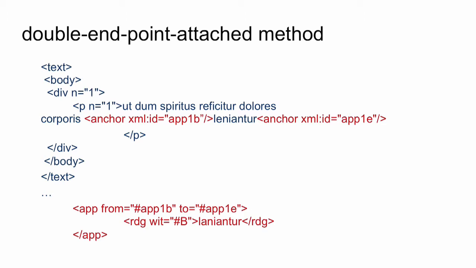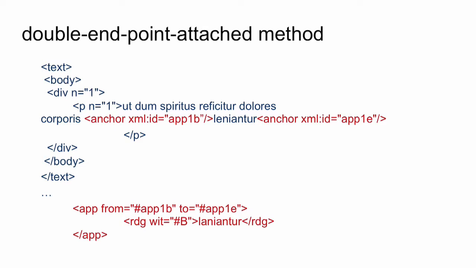And then somewhere in the text, you're going to have your apparatus entry, saying that it runs from the first anchor to the second anchor, from app1b to app1e here, and giving the alternative reading of manuscript B here, with the same tag as before, so rdg for reading element, with the witness attribute, wit, and the word offered by B at this place.